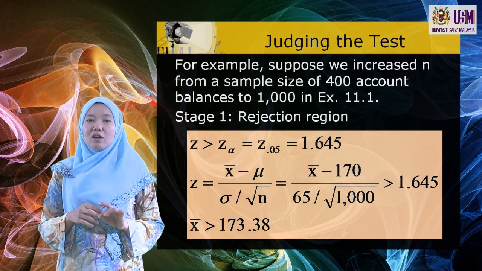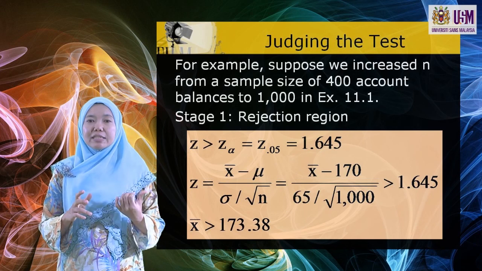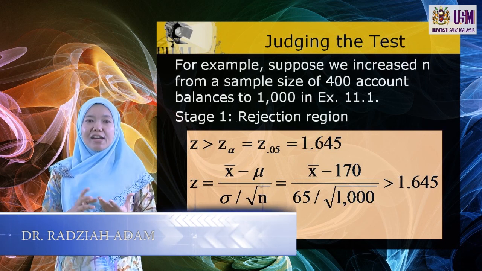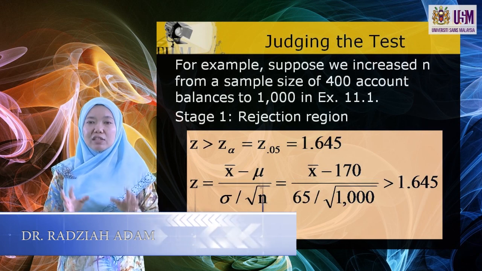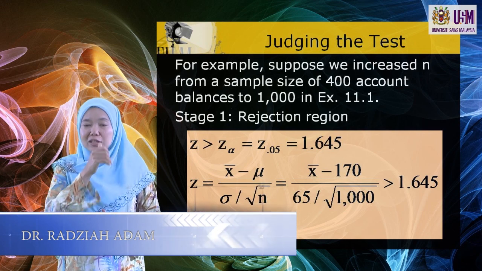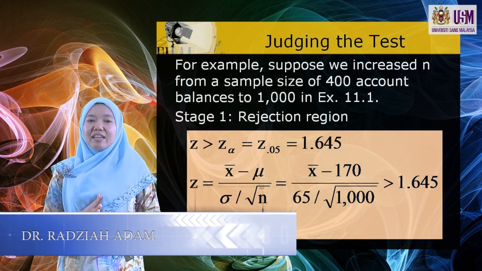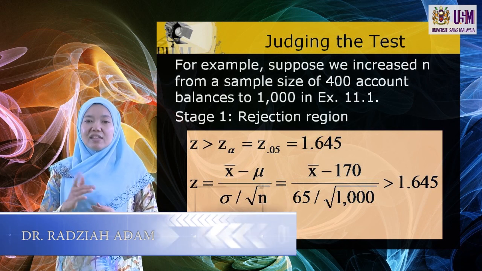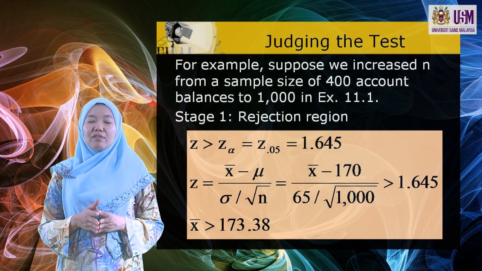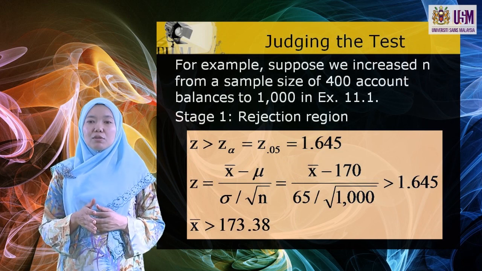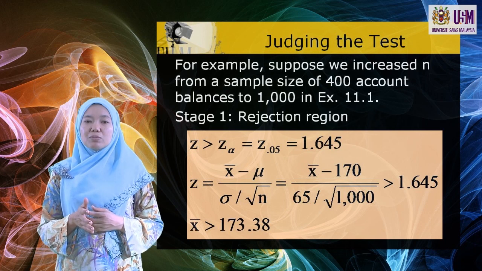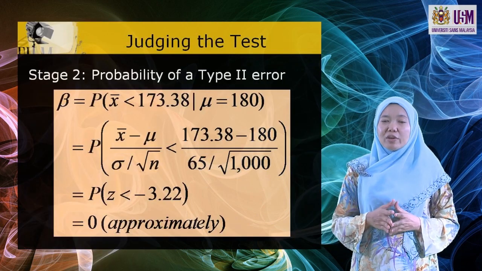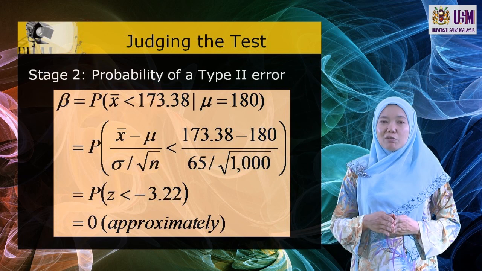When we discuss judging the hypothesis test, for example, suppose we increase n, the sample size, from 400 to 1000. We are still using example 11.1. If you look at stage 1, the rejection region, now you calculate z, the critical point at 0.05, the critical point for a one-tail test, you get 1.645. And then, for the test statistic, you replace that value. What you get is X bar is greater than 170.38.